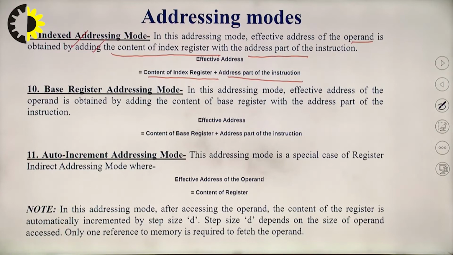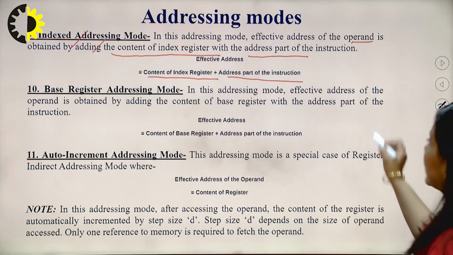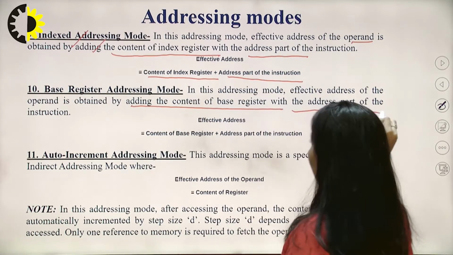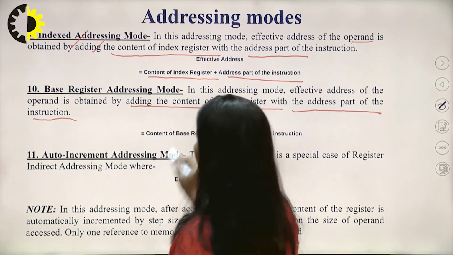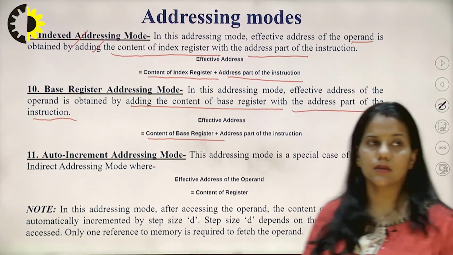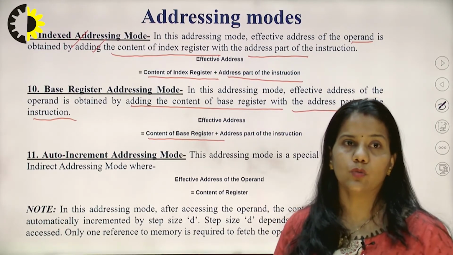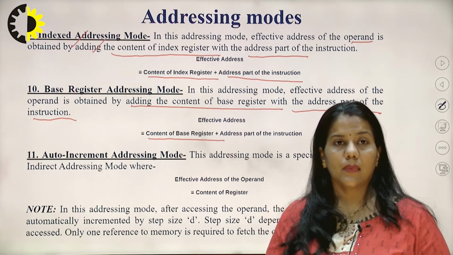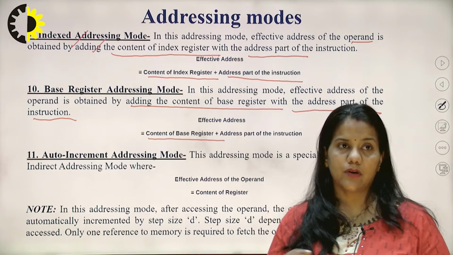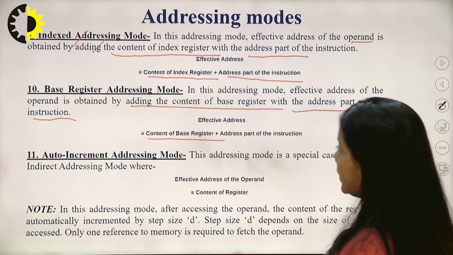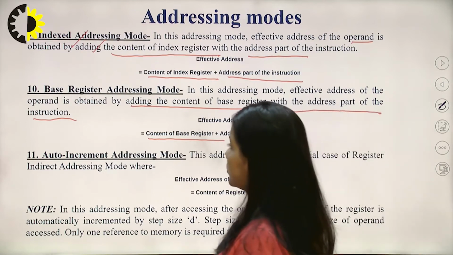Now, when we talk about the base register addressing mode, the effective address is obtained by adding the contents of the base register with the address part of the instruction. So, here the only difference is the presence of the base register. In this mode, one of the operands is present in the base register, that is, the memory address is specified by the base register. So, that's why this is known as the base register addressing mode.